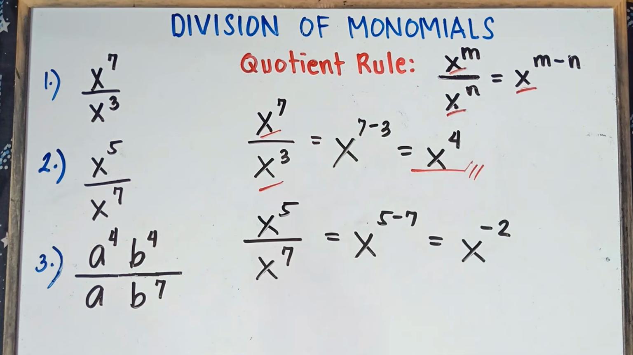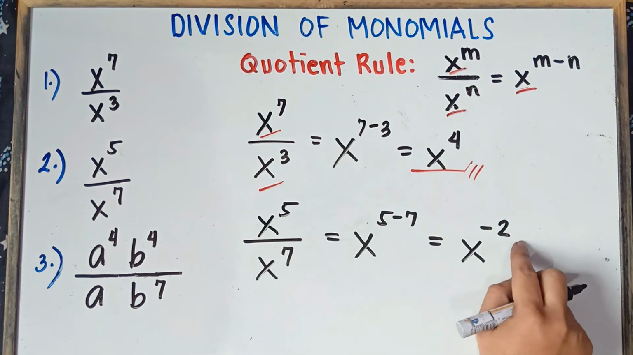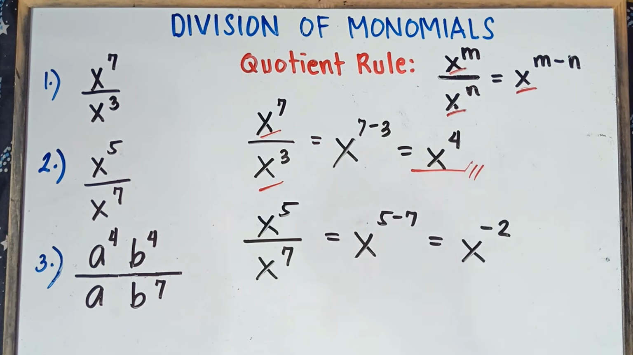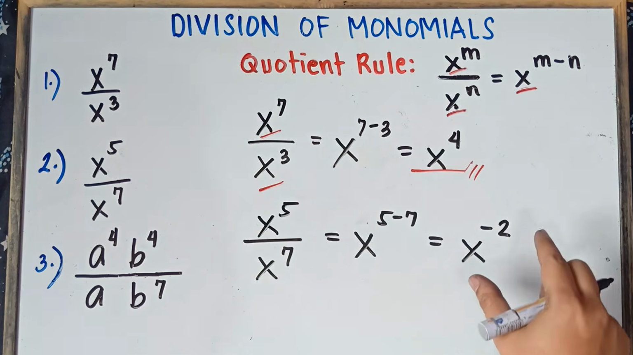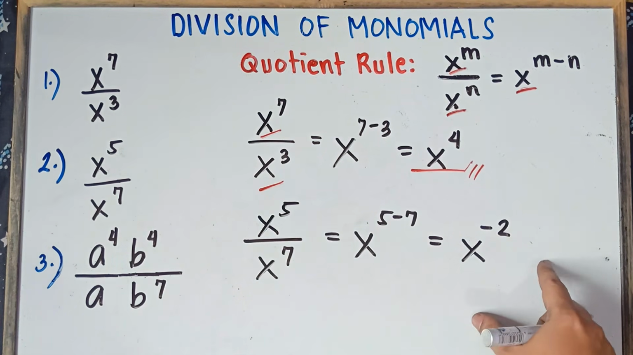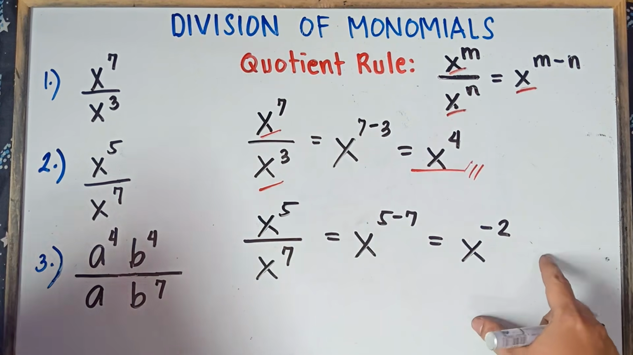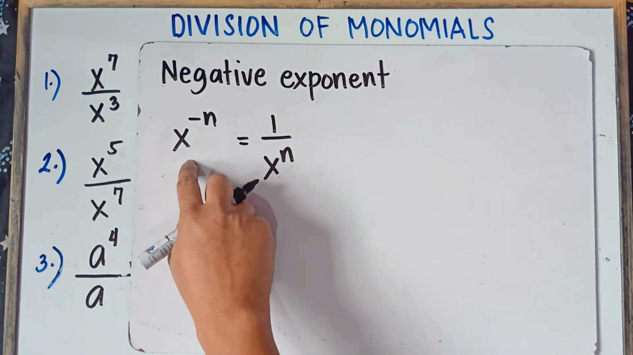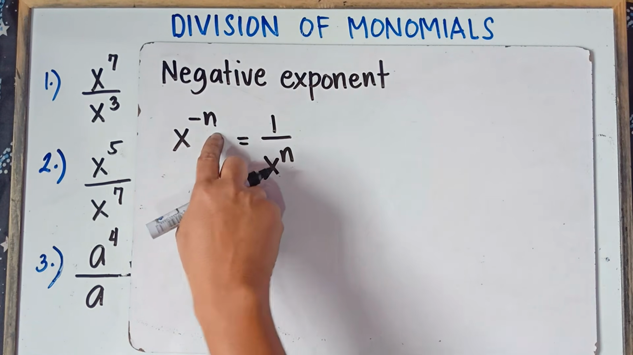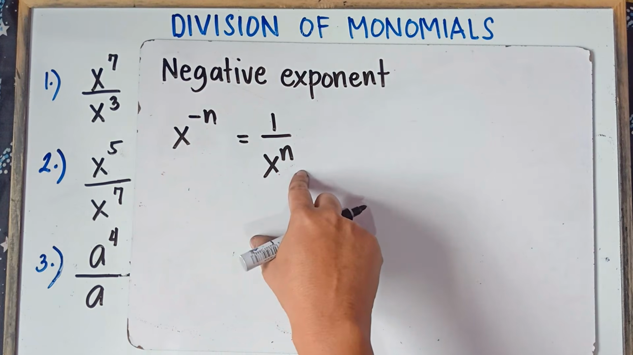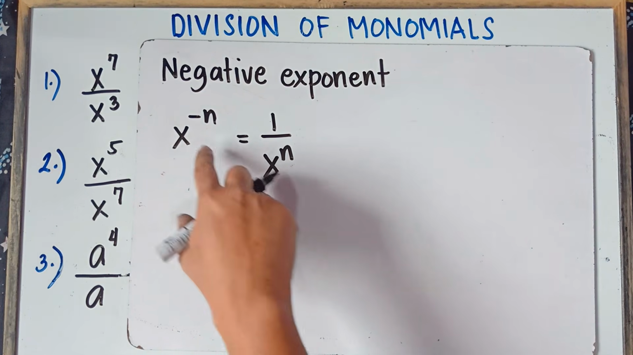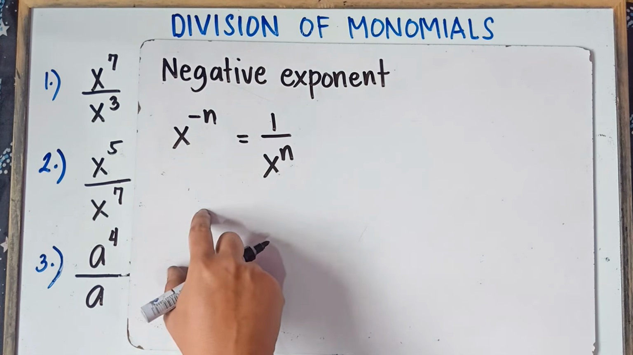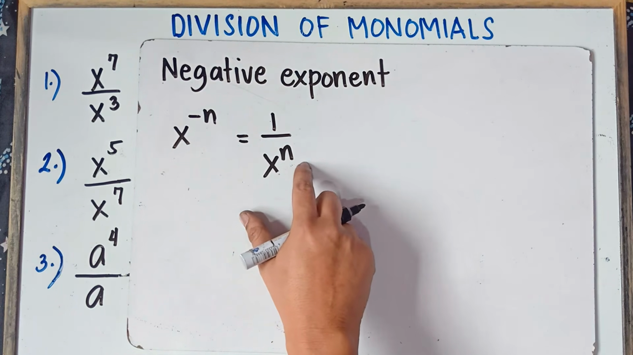Now, class, we're not allowed to have a negative exponent in our final answer. Therefore, we need to apply the negative exponent rule, and this will be the rule here. x raised to the power of negative n is 1 over x raised to the power of n. Therefore, we just simply put this on the denominator and the exponent will be positive.